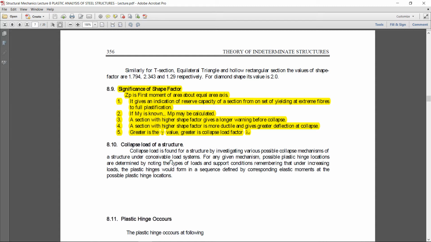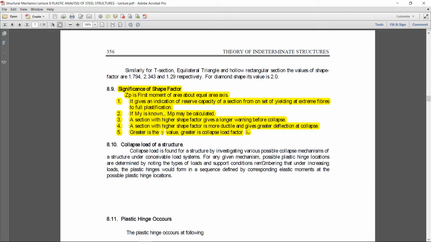Either it's a beam or it's a frame. Collapse load is found for a structure by investigating various possible collapse mechanisms of a structure under conceivable load systems. Means if in a system there is a point load and UDL, we will find multiple modes of failure. We will find the load which will cause the failure of the structure, which is the collapse load.